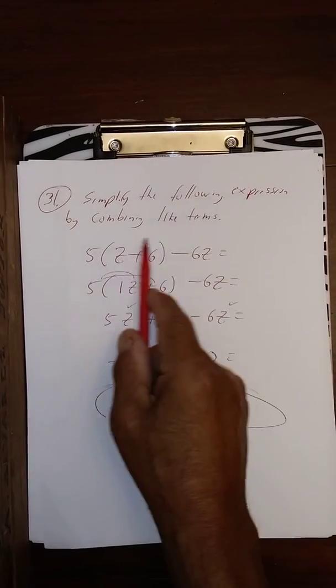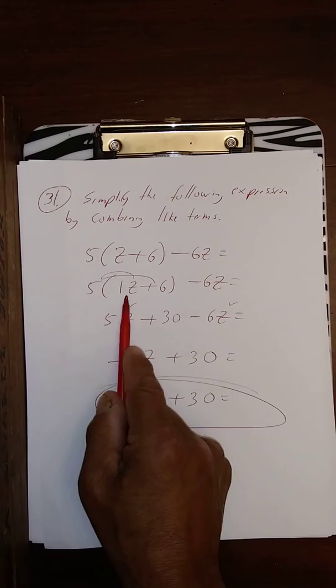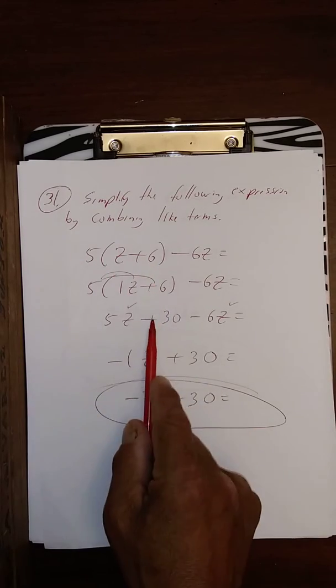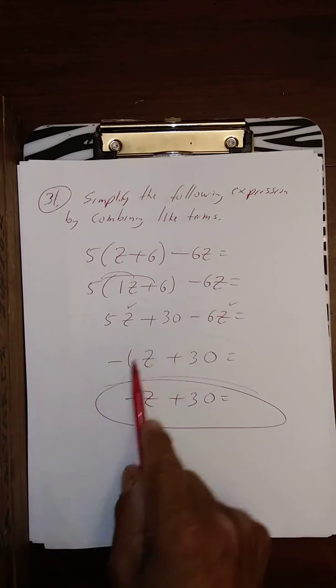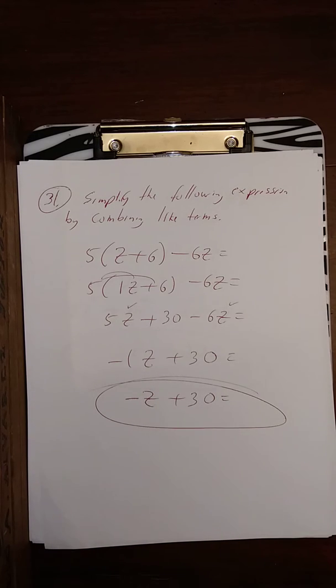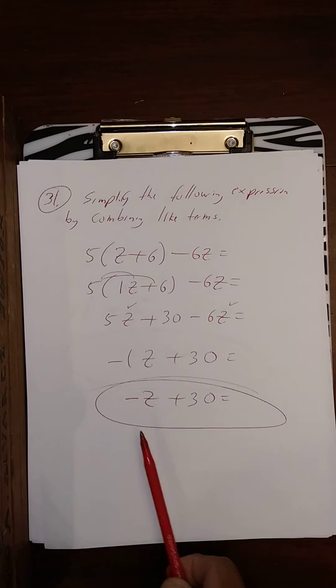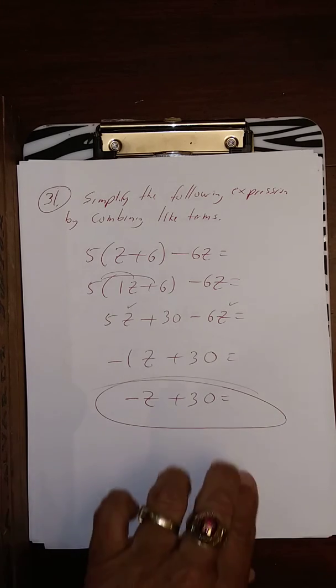Simplify the final expression by combining like terms. 5 times that is 5z. 5 times 6 is 30. So now we have this one, and this is minus 1z plus 30. So negative z plus 30, the answer. Next question.